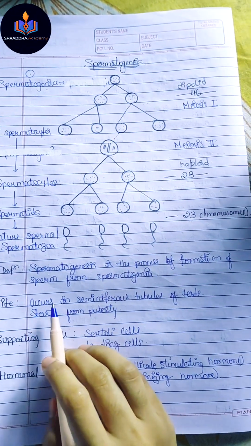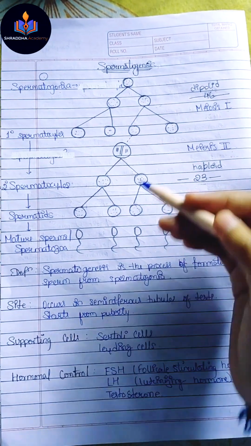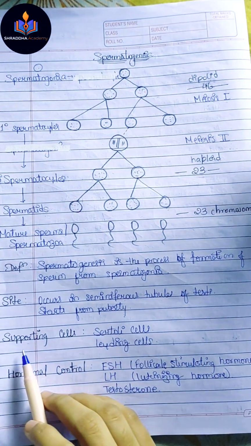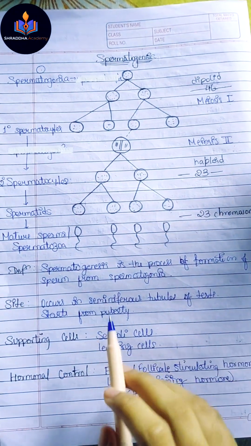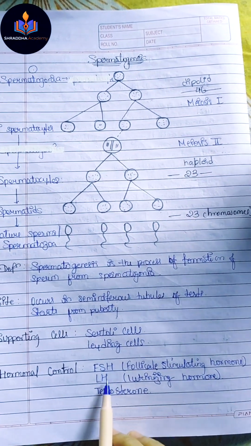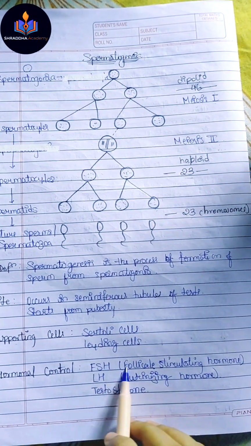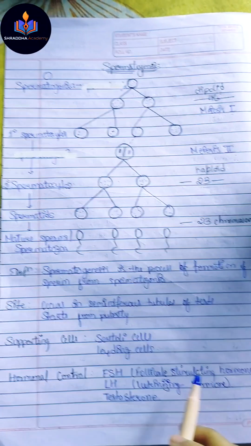So basically, the process of formation of the sperm from spermatogonia is known as spermatogenesis. What is the site? Where does it occur? It occurs in the seminiferous tubules of the testis, which starts from puberty. Supporting cells for this spermatogenesis are Sertoli cells and Leydig cells. Hormonal controls are FSH, LH and testosterone. LH is luteinizing hormone and FSH is follicle stimulating hormone.